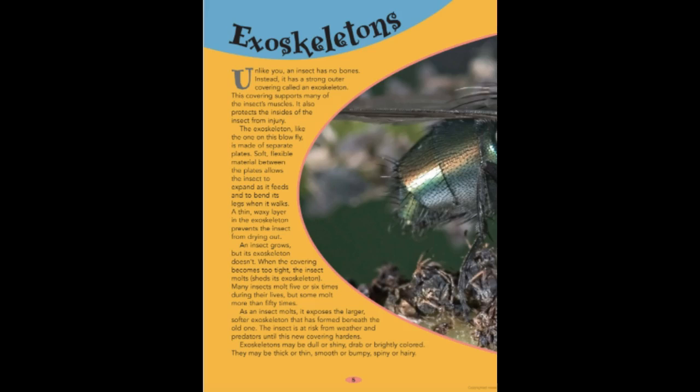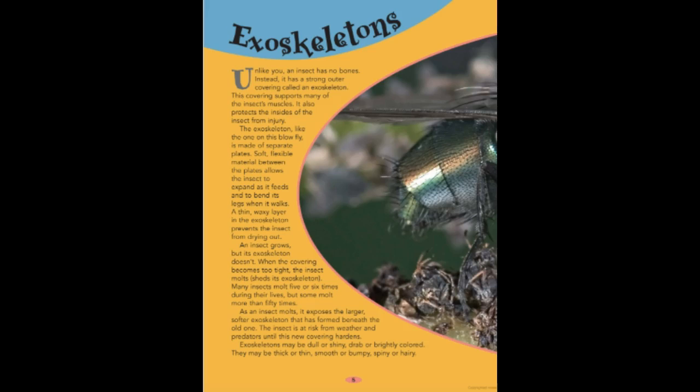The exoskeleton, like the one on this blowfly, is made of separate plates. Soft, flexible material between the plates allows the insect to expand as it feeds and to bend its legs when it walks. A thin, waxy layer in the exoskeleton prevents the insect from drying out. An insect grows, but its exoskeleton doesn't.